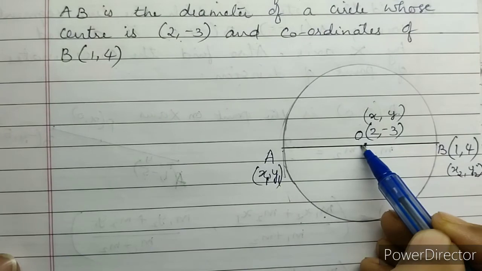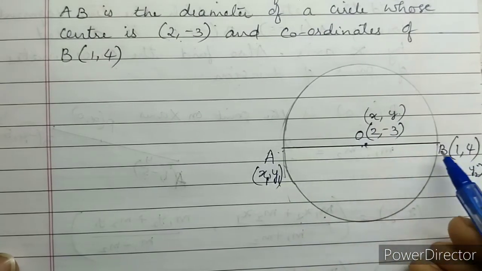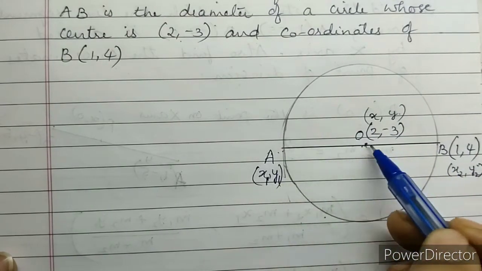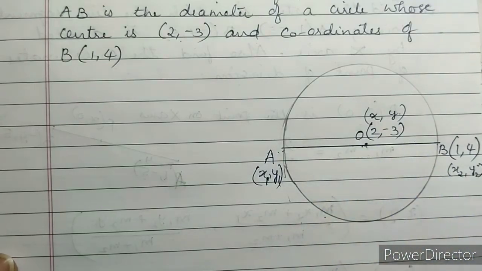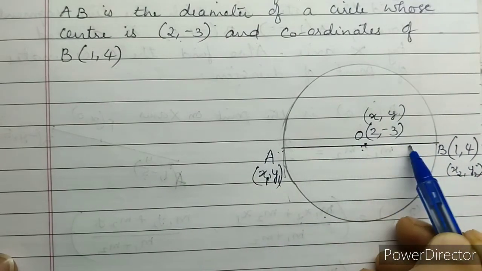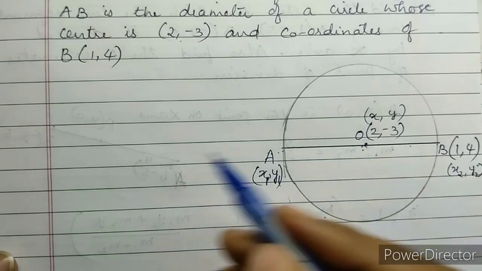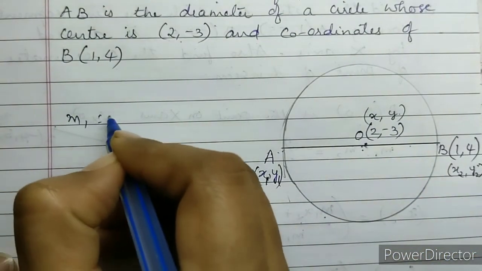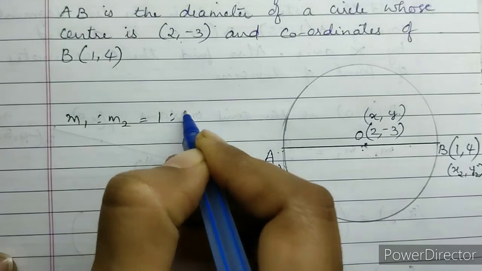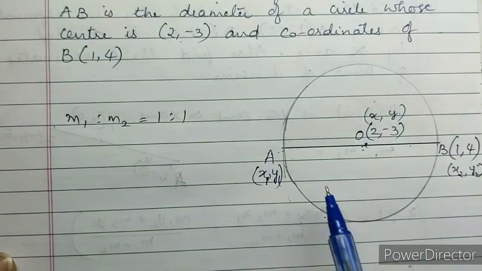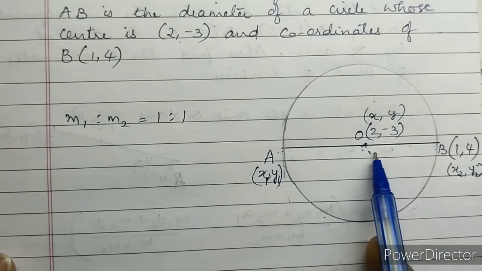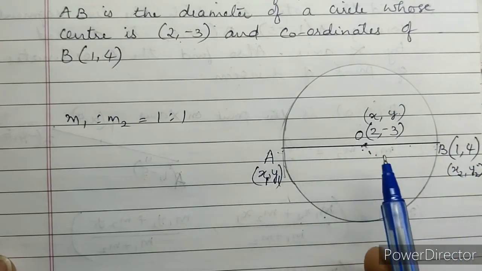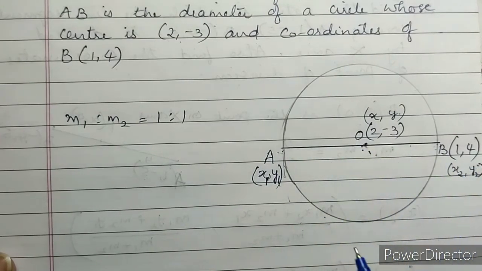What is the ratio of AO to OB? Both are radii of the same circle. The radius of the same circle is equal anywhere, so the ratio will be 1 is to 1. That means m1 is to m2 is equal to 1 is to 1. O is dividing AB equally, so whenever it divides equally, the ratio will be 1 is to 1 only.